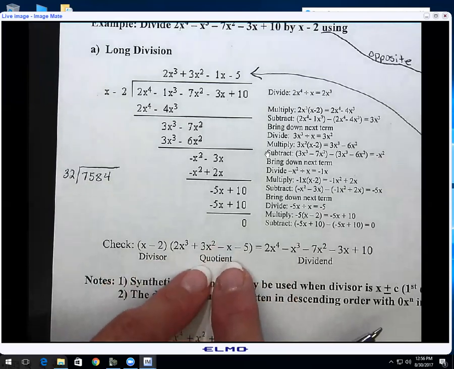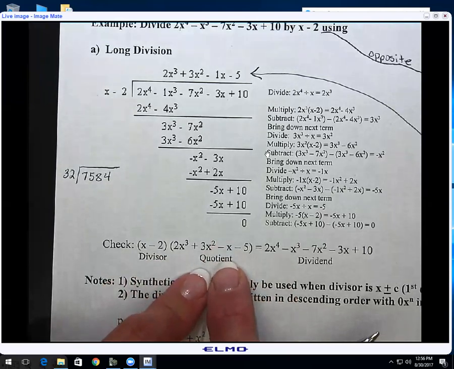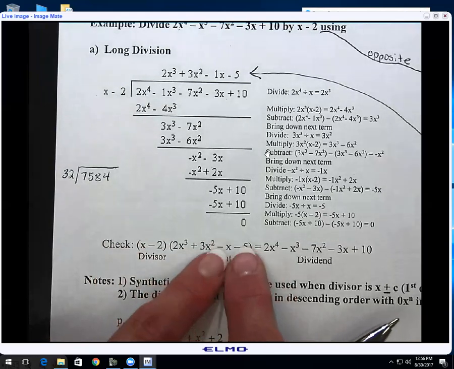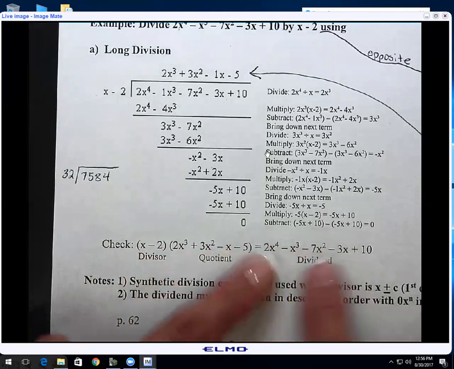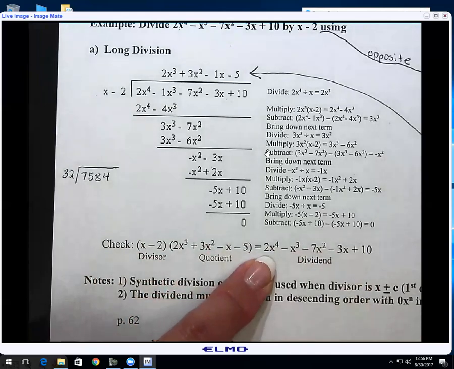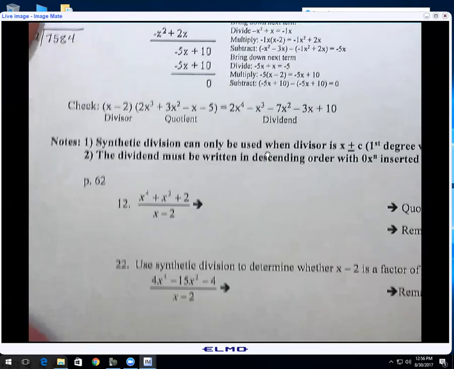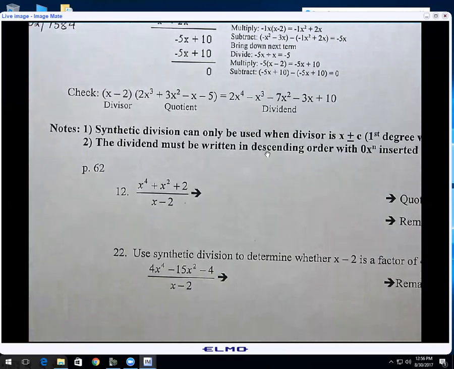The answer to a division problem is called a quotient. You multiply the divisor times the quotient. If there was a remainder, we'd have to add it back on, and then we'd get the dividend we started with. So it's checkable. Make sure you remember those 2 notes, because if we're missing any terms, we're going to have to put zeros in their place to make my coefficients of like terms line up.